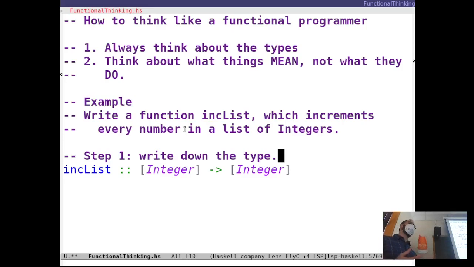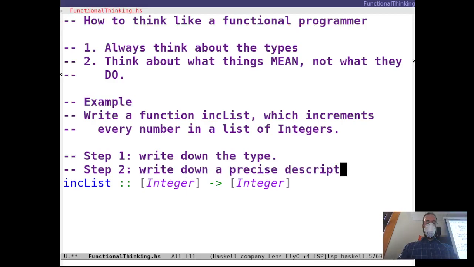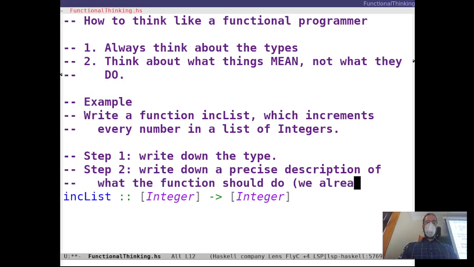And as precise as you can be, not just some vague like, oh, it's supposed to change the thing. Try to write down a description that's not literally a definition, but is precise enough that someone else could come and implement it using your description. And that also helps you to clarify what it is. So we already have that. Okay, so that's good. So that would be step 2. I'll put that. Step 2, write down a precise description of what the function should do. We already have that.